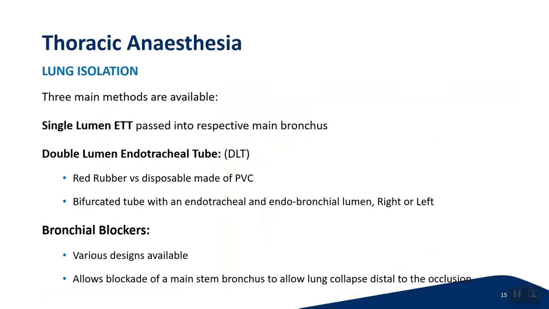There are 3 different methods that can be used to achieve lung isolation and OLV: double lumen tubes, bronchial blockers, and single lumen tubes advanced into either the right or left main bronchus. DLTs are either right-sided or left-sided. Right-sided tubes have a Murphy's eye to allow ventilation of the right upper lobe.